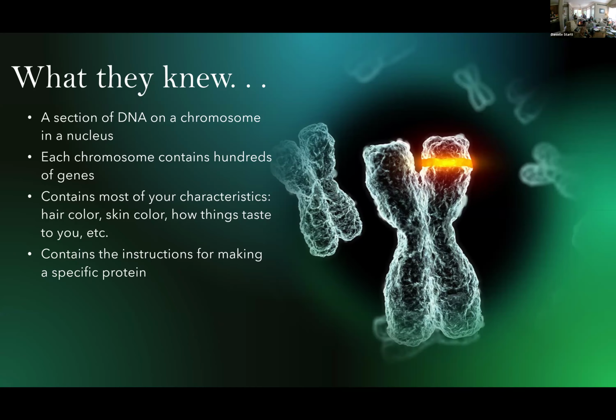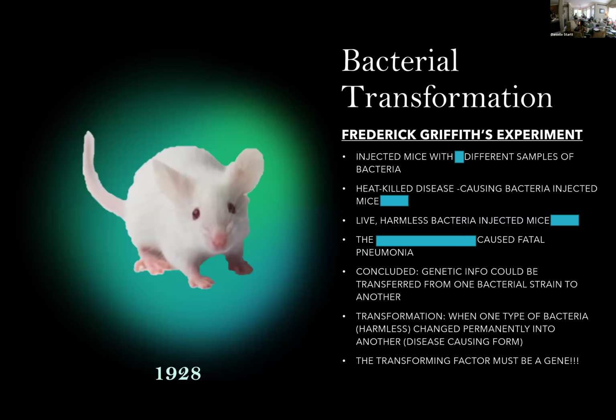There you go. So the genes contain the instructions for making specific proteins, because all these things, like how you look and how your body functions, are all based on protein. And the genes determine the order of amino acids in making proteins. So we started with Frederick Griffith in 1928. He started this process with bacterial transformation.